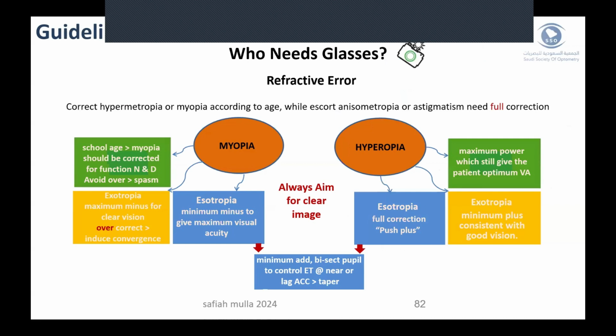That's a summary of the things that we said. So I put them all in one chart. You can take a shot of that. If you talk about the glasses from the refractive side, so hyperopia, and I put maximum power, which still gives the patient optimal visual acuity, how you're dealing with them. In case of myopia, how you deal with myopia, how you deal with exotropia and esotropia, and if you need a correction. So I put them all in one chart for you to make it easy. We talked about that on the other.